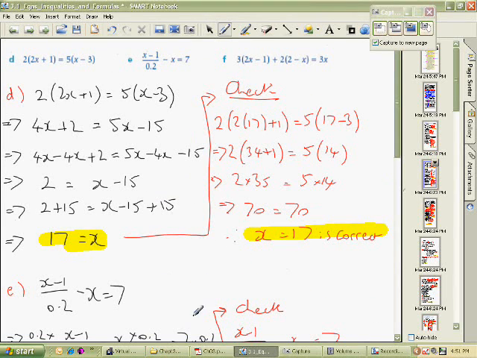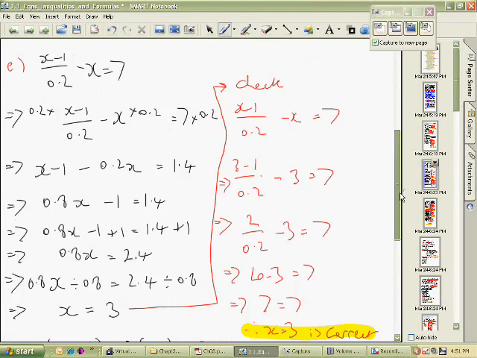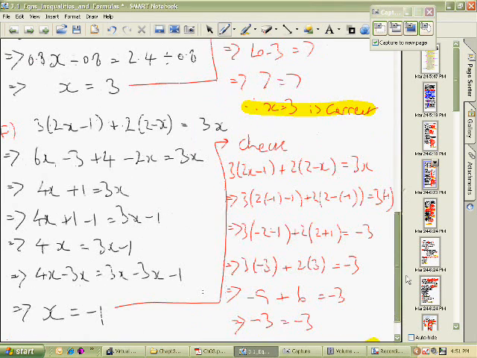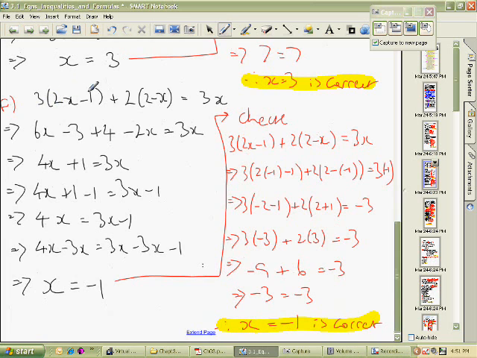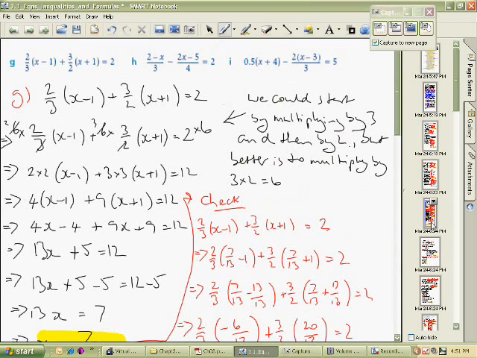These are just becoming more and more complex. I've tried to put all of the steps in for you to show you just what you need to do. Things like this, you have to expand the brackets out. And once you do that, you can gather them together and it starts to look like the ones we've just been doing previously. Again, there's the check.